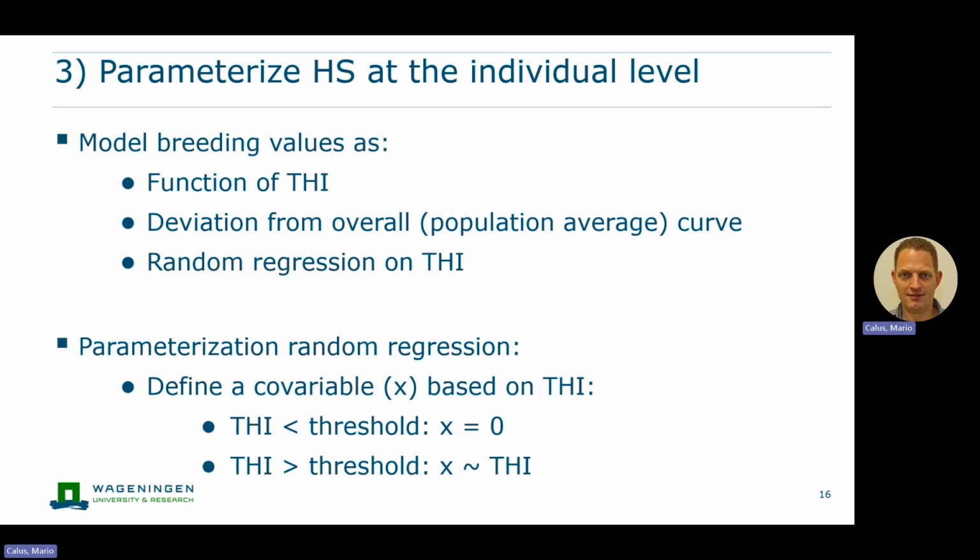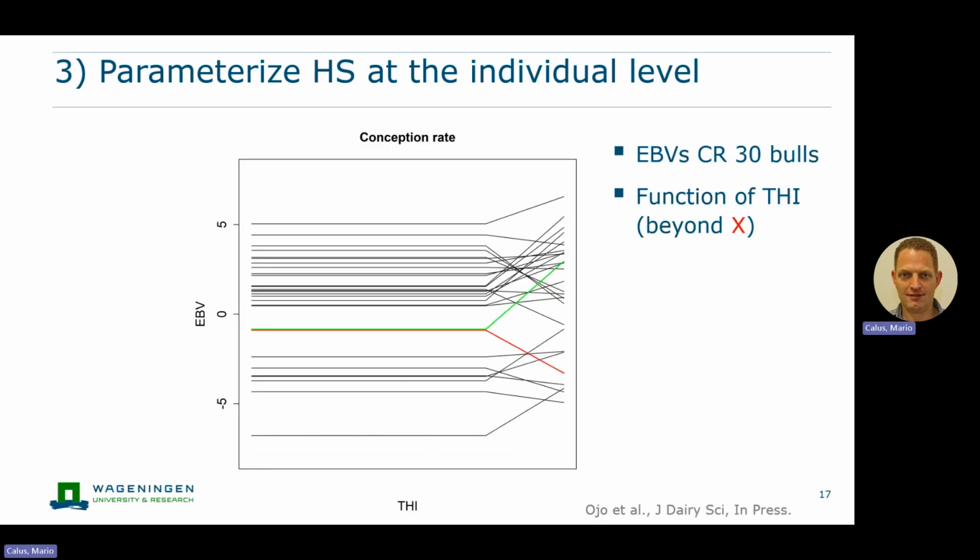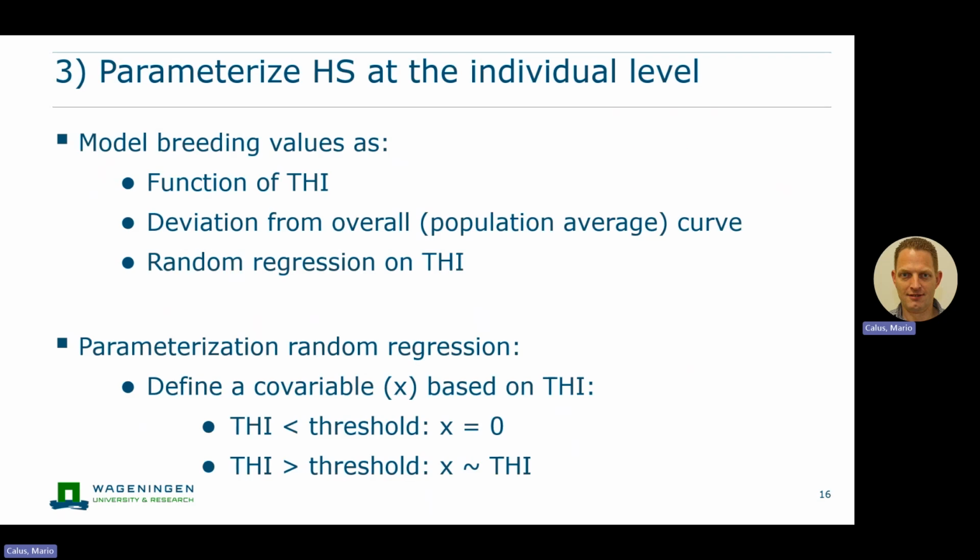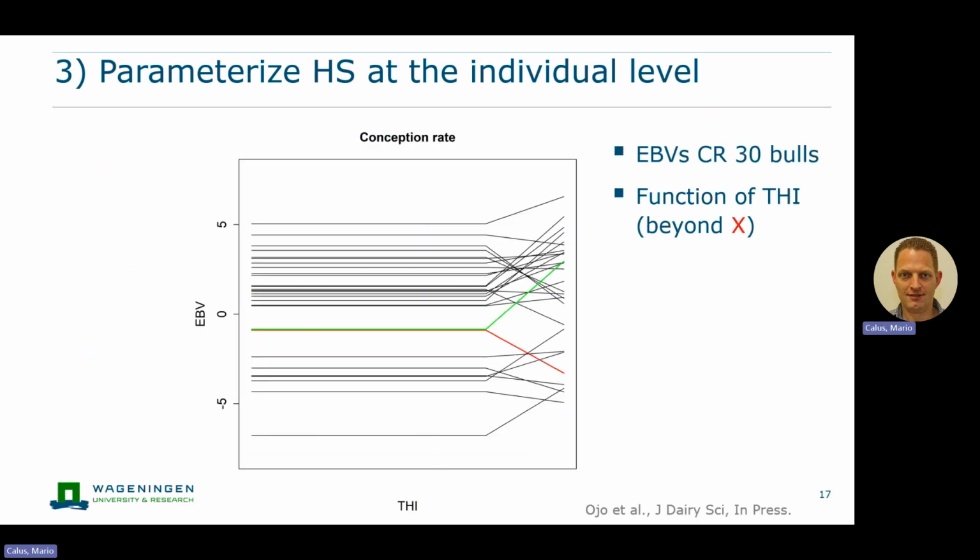And we define a covariate for the individuals such that for any inseminations that were at THI levels below the threshold, the covariate is equal to 0, and above the threshold, it is proportional to the THI. So in this particular case, it was really a linear function above the threshold. Above the threshold, we basically fit linear reaction norms, if you like.